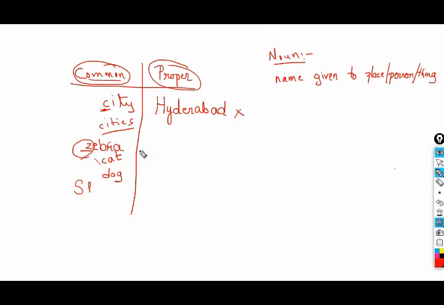No matter what animal it is, it is always written starting with small letters. However, if you have given a name to your pet, for example, you have a cat, and you have named your cat Chocolate, then this first letter C will now be written in capital. Why? Because it is a name specifically given to one cat. So this becomes very specific.